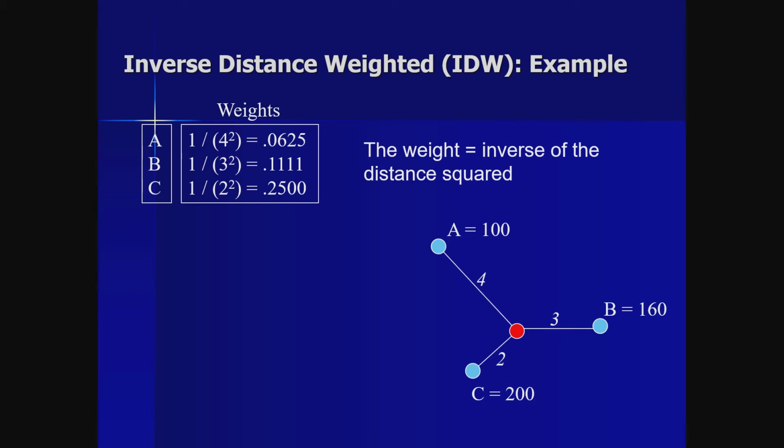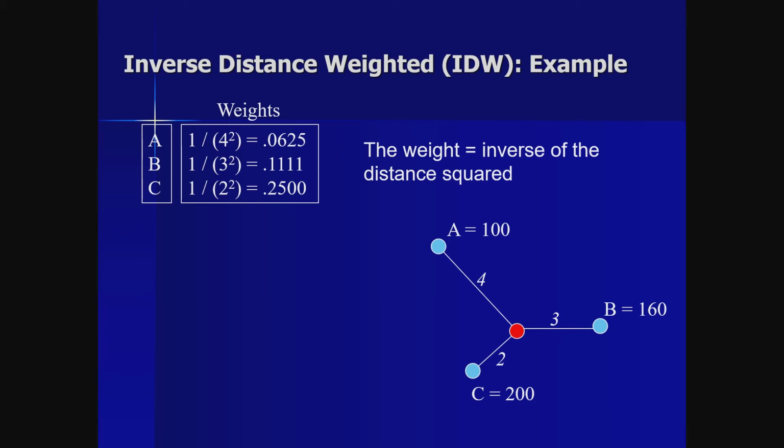So the closest value gets the highest weight, and it's a lot higher weight than any of the other values. Which of these points is weighted the highest? Which one has the largest weight, the highest value for weight? C, right? The weight is 0.25. In other words, the final number that we're going to derive for that red dot is going to take 25% of the value of C.